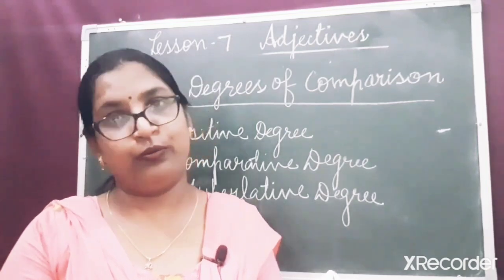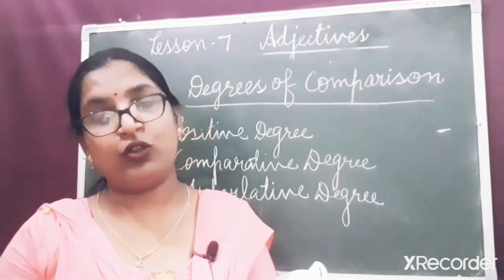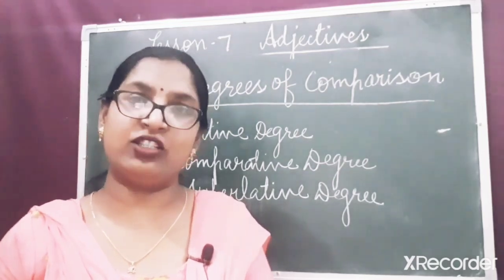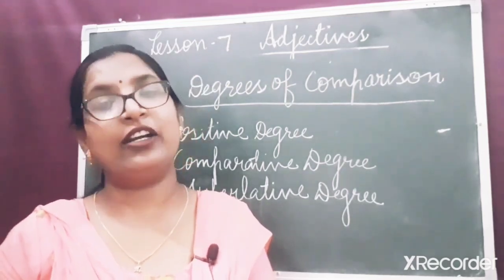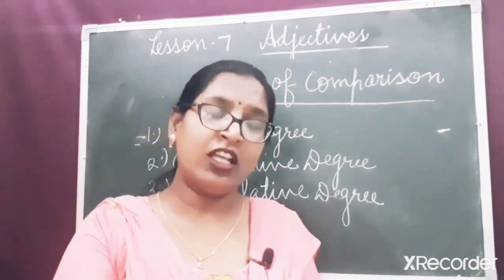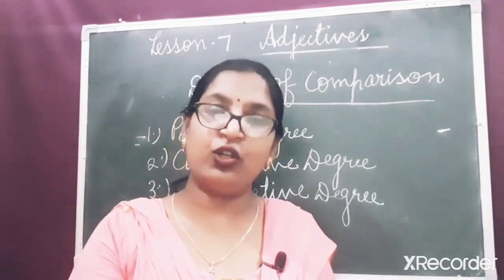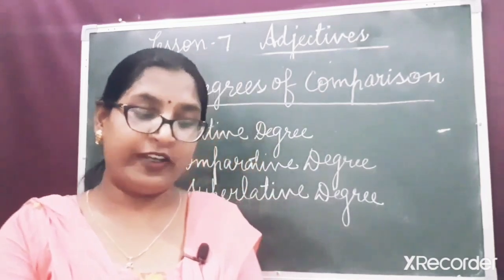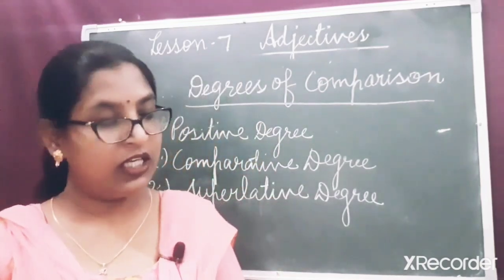Beautiful, more beautiful, most beautiful. We cannot say beautiful, beautifuler, beautifulest. That is wrong. We cannot add ER or EST. Instead, we have to use more and most in comparative and superlative degree. Difficult, more difficult, most difficult.